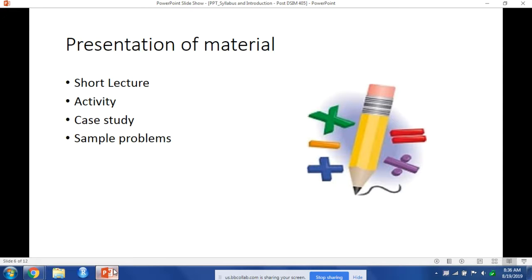Presentation of material will be in short lectures, activities, sample problems, and case studies. But in this class, it will probably be more or less sample problems. We will use Excel and R in this class. When we get to some of the more advanced algorithms, we're going to have to use R. So I will try to find a way to simplify the coding part to help you get the basics of what you need without having to learn how to code in a new programming language if you don't already know the programming language R.